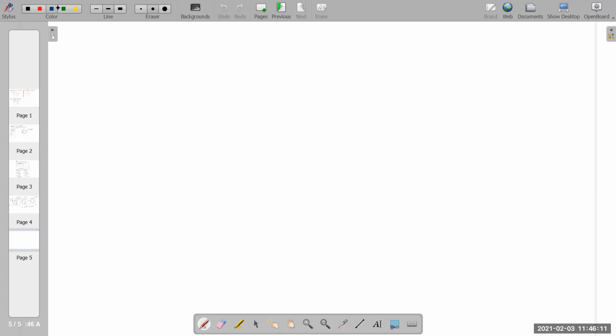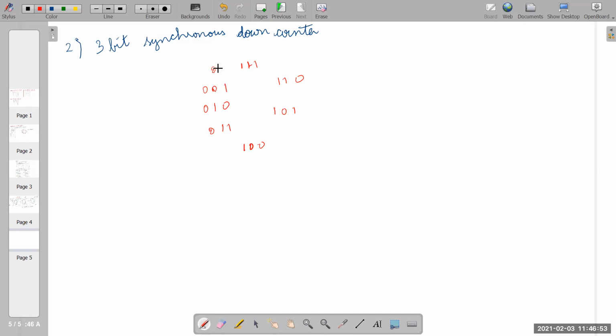The second question is a 3-bit synchronous down counter. A synchronous down counter means it will start from 7, then go to 6, then 5, then 4. 4 is 100. Then 3, 011. Then 2, then 1, then 0.